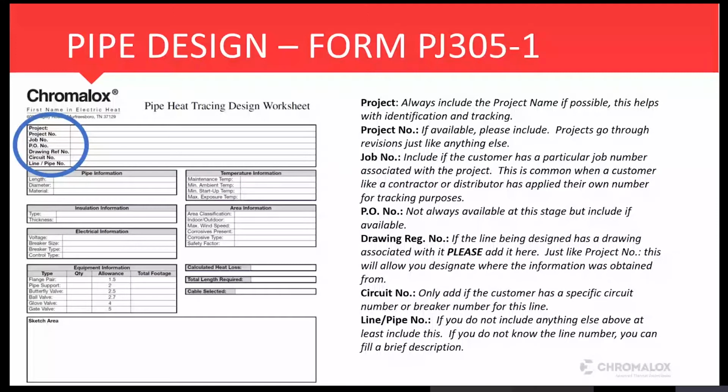The job number, this is usually going to be used if you get an inquiry from a contractor or distributor, somebody who's assigned their own job number to the project. So it's for their tracking purposes only. And if a contractor or distributor has brought this to you, then obviously that's going to be how we track it, is per their job number. So if you have that information, please fill it out here.